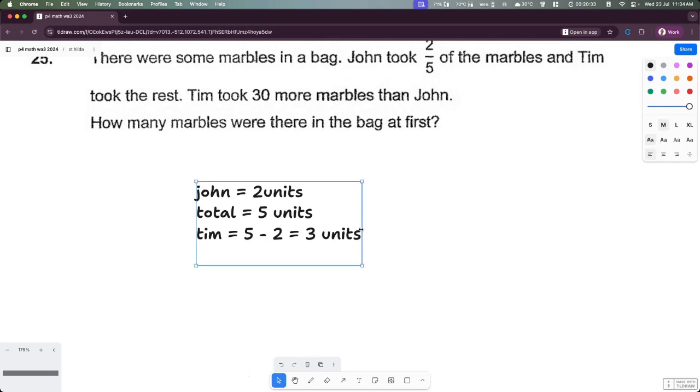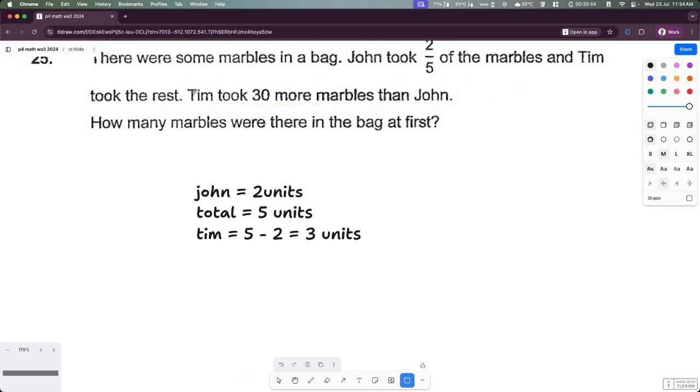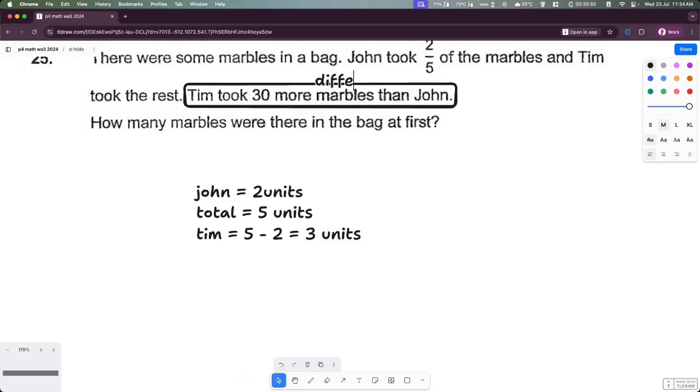Okay, so Tim is 3 units, right? Now we know that Tim took 30 more marbles than John. So this basically, I call it the difference. The difference is equal to 30, right? In this case over here, the difference is 30.